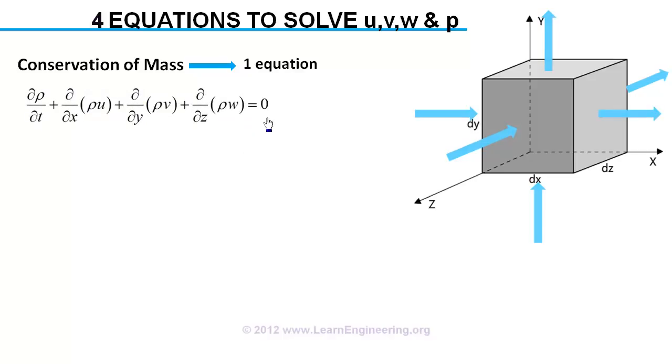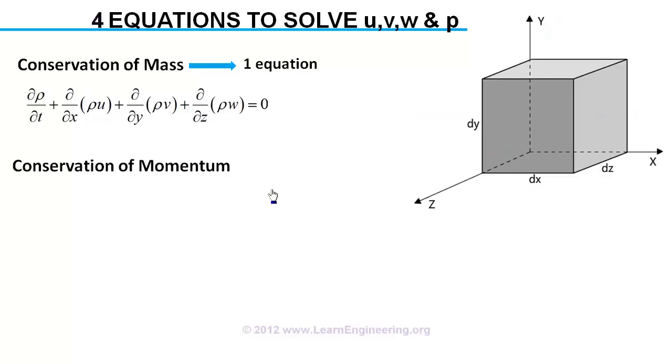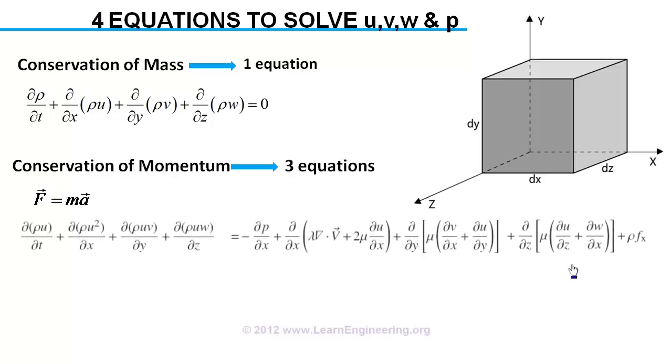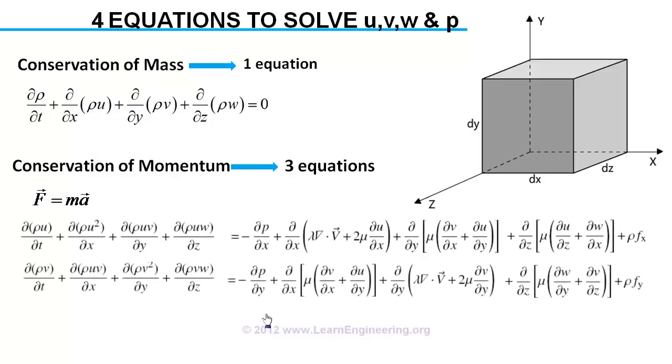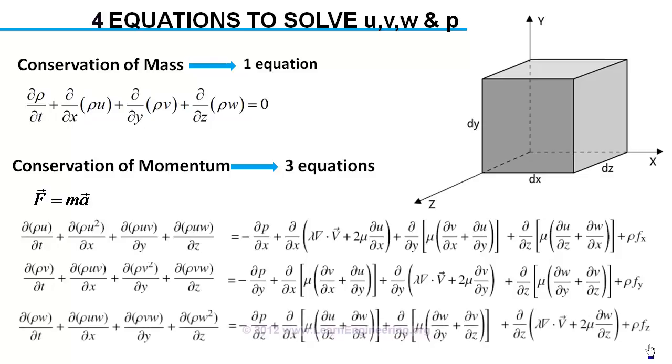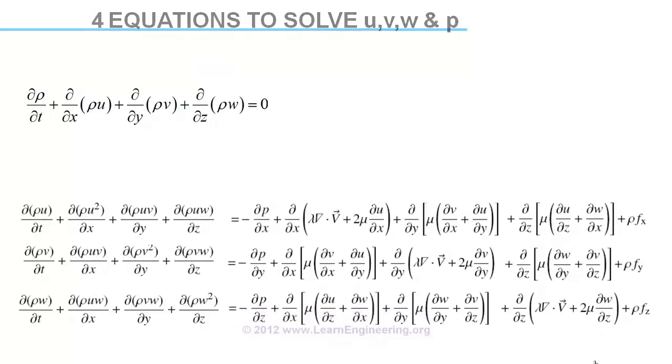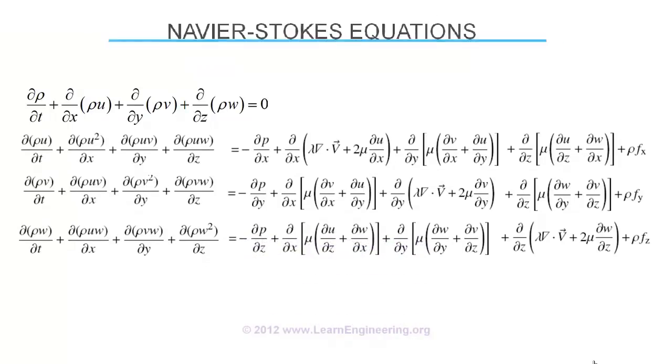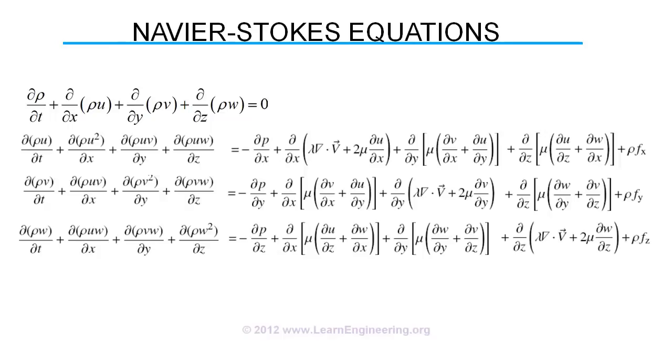Remaining three equations are derived from conservation of momentum, which is the same as Newton's second law of motion. Since momentum is a vector quantity, there will be three components for it. It will generate three independent equations. It can be represented in differential form like this. For each direction, there will be one equation. So, in total you have got four equations. All these equations together are known as the famous Navier-Stokes equations. And if you can solve these four equations, you can find out the four unknowns.